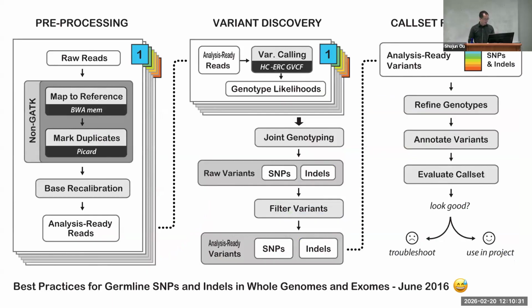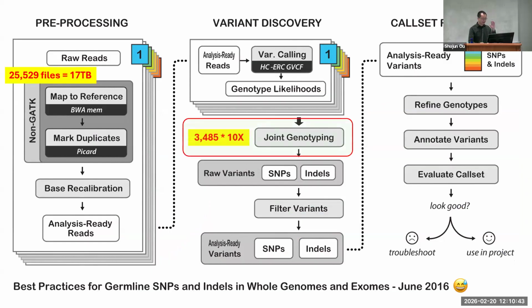So I used the GATK best practices from 10 years ago. I had over 25,000 files. I processed them, aligned them, trimmed them, and then used the joint genotyping algorithm to call SNPs and indels. Joint genotyping basically means you call all the individuals together, so that even low coverage samples can benefit from other individuals and give you more confident SNP calling.